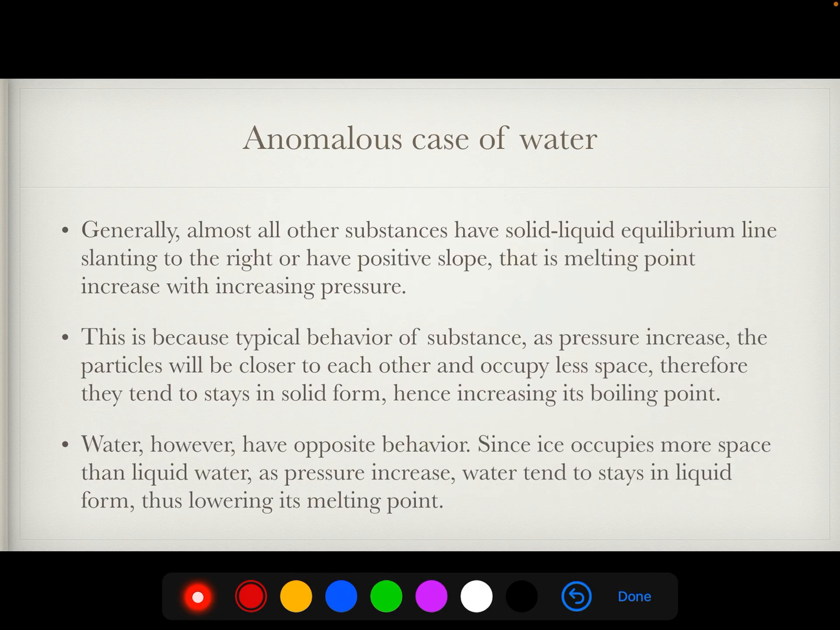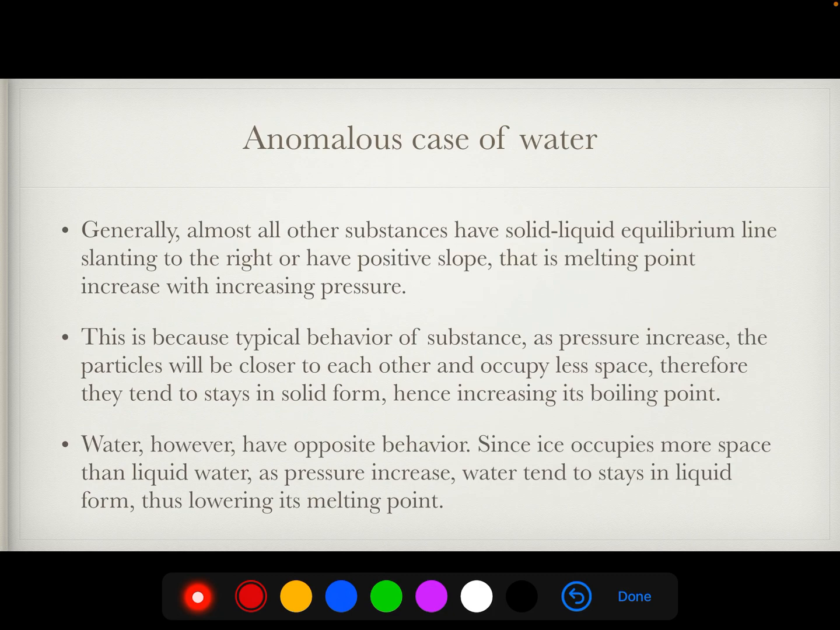Water, however, has the opposite behavior. If you still remember, we discussed this during the discussion of why ice floats in liquid water. What happens is ice will occupy more space, since ice has the maximum number of hydrogen bonds that can be formed, and it leads to an open hexagonal structure.